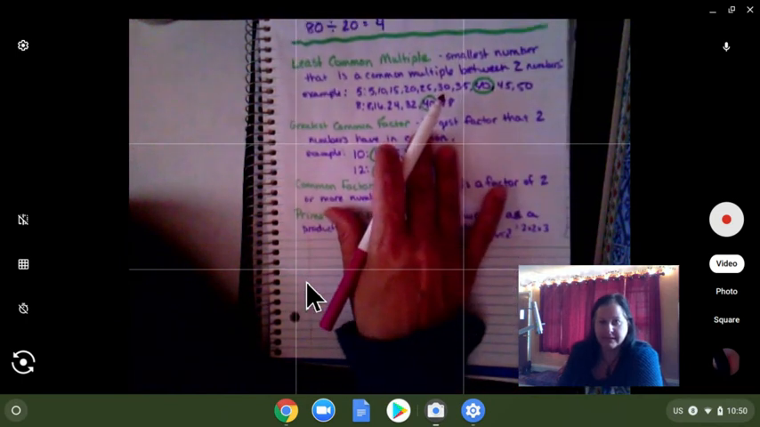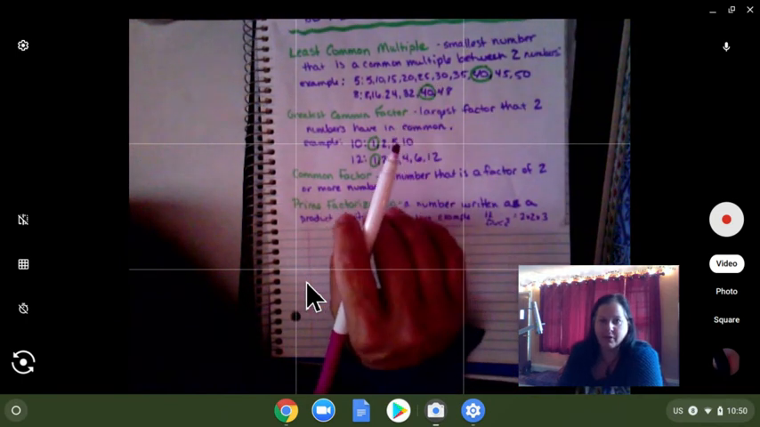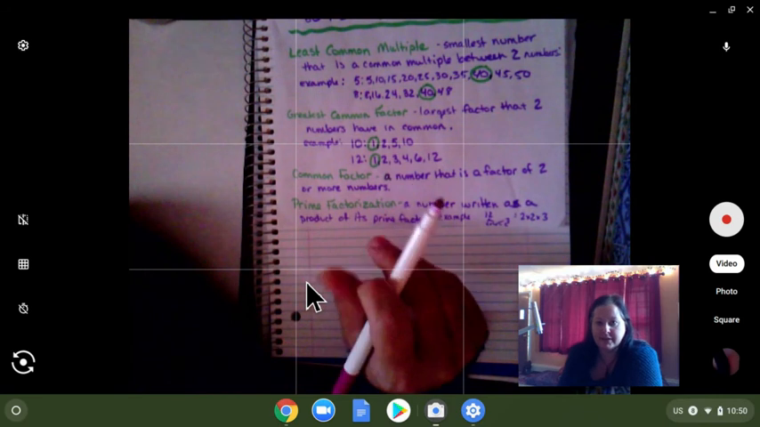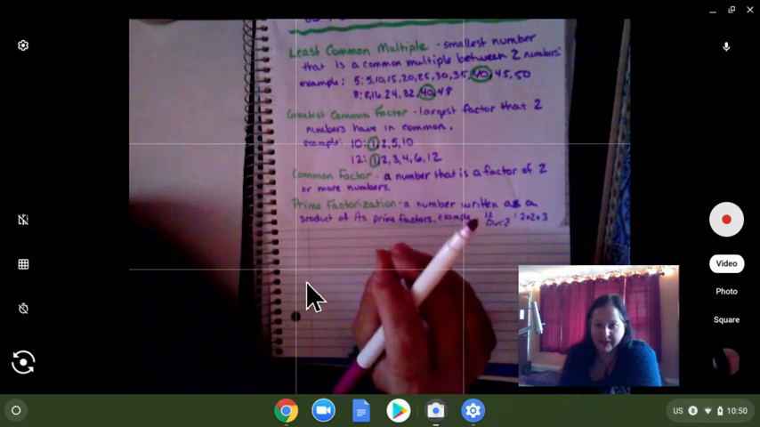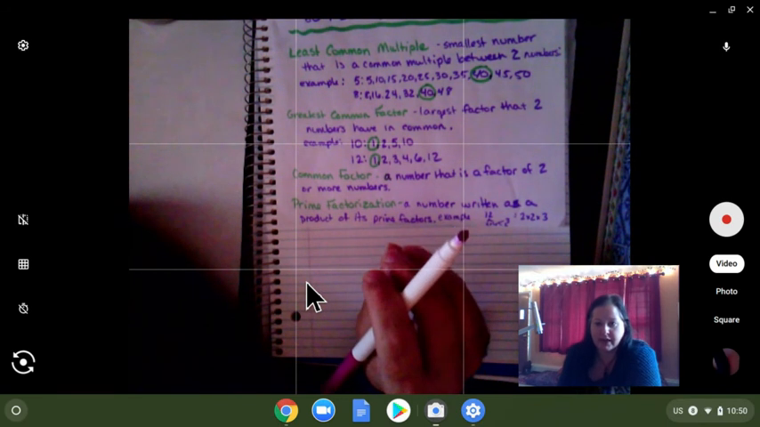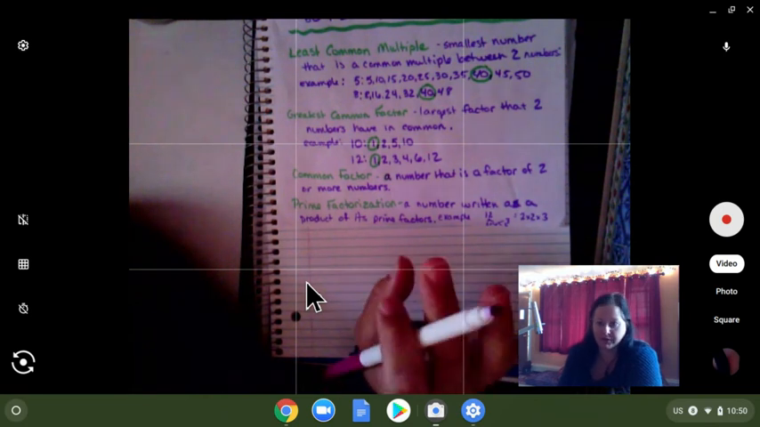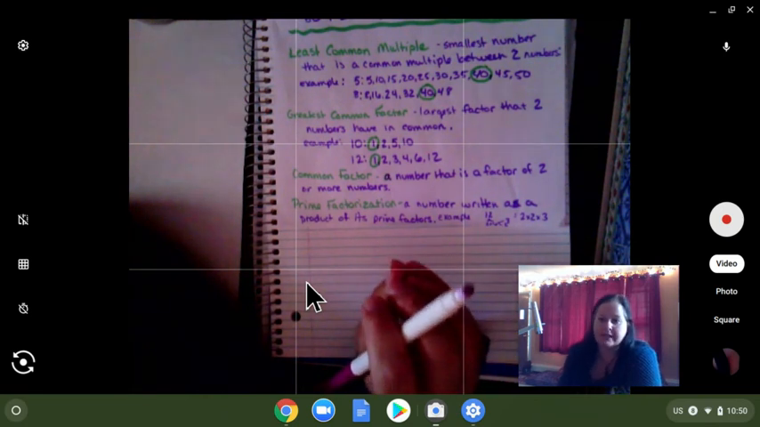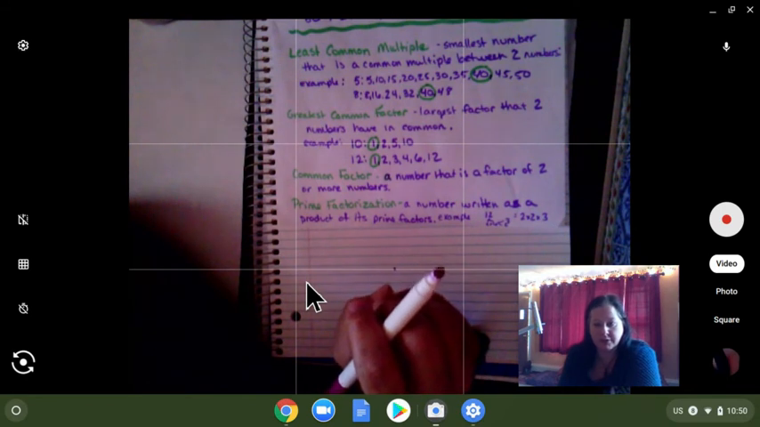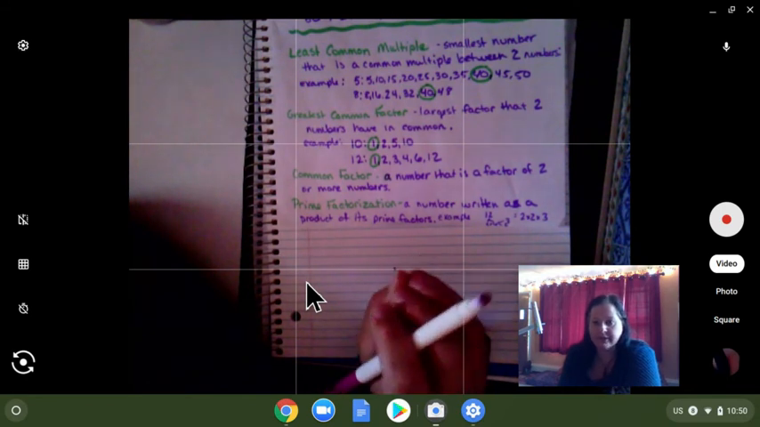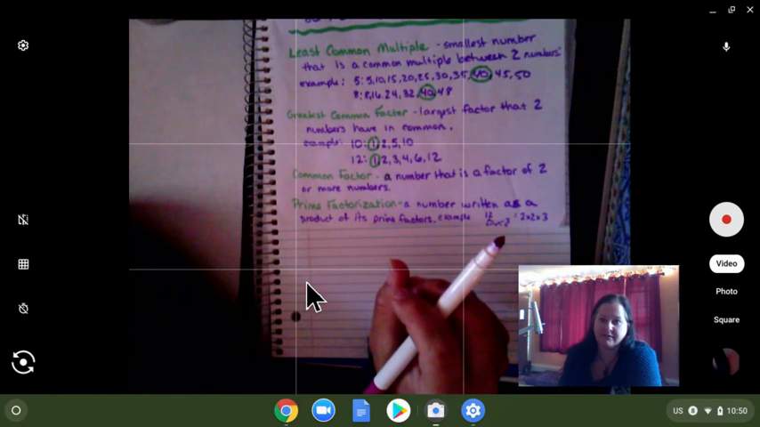Okay. Moving on to least common multiples. So remember the difference between multiples and factors. Multiples are the numbers when you make a list of numbers counting by a number. So let me give you some examples. 2, 4, 6, 8, 10. Those are all multiples of 2. 5, 10, 15, 20. Those are multiples of 5.